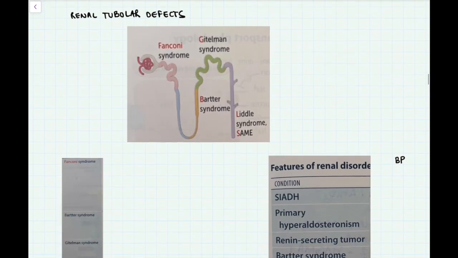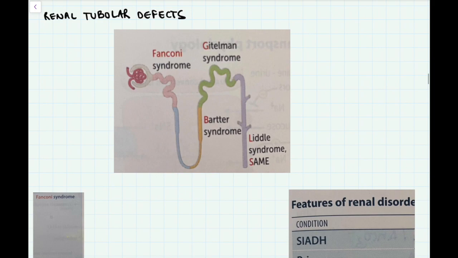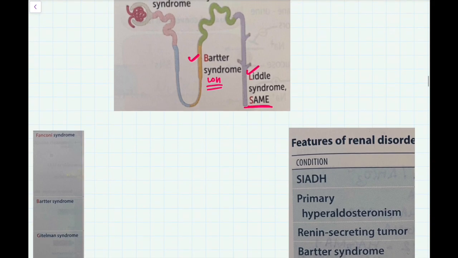Next, we will be studying the renal tubular defects, which is a very common and frequently asked question. It's very important. We'll be studying Fanconi syndrome, which affects the PCT, then Bartter syndrome affecting the ascending loop of Henle, Gitelman syndrome affecting the DCT, and finally Liddle syndrome and SAME, which affect the collecting duct. So let us start looking at these defects one by one.